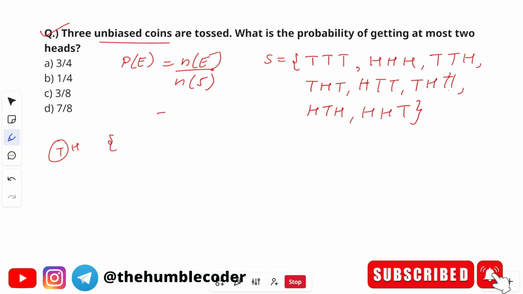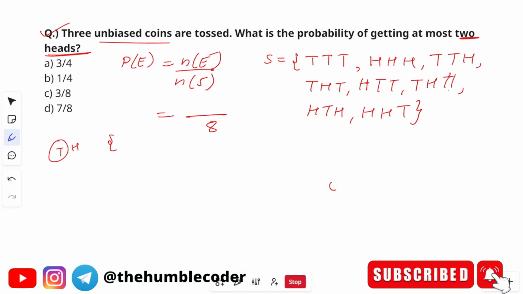The sample space value we have already got, which is 8. So in the denominator I will write 8. Now what is the event that we have to create? What is the probability of getting at most 2 heads? Now what does it mean by at most 2 heads? Let's understand what is the probability of getting at most 2 heads.